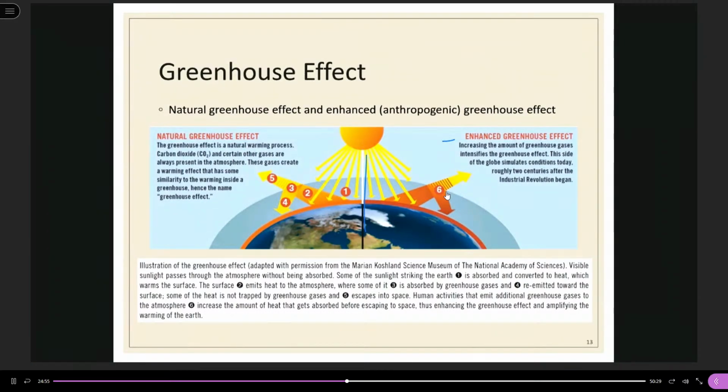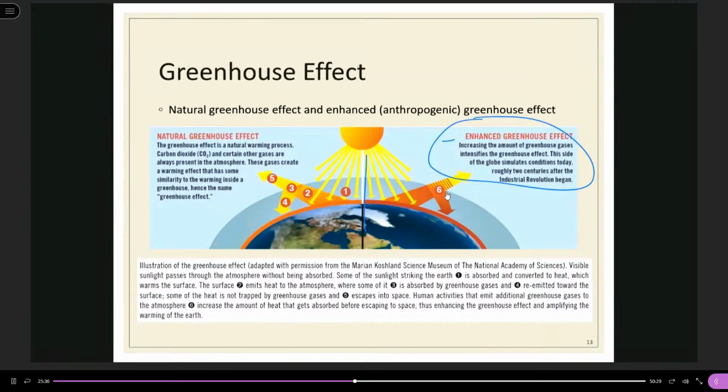Okay. And on the left-hand side, this is the natural greenhouse effect. We have the carbon dioxide and other kinds of gases, and it creates a warming effect. The enhanced greenhouse effect is due to the higher and higher concentration of carbon dioxide, and not only carbon dioxide, but also nitrous oxide, methane and some others, and it traps more and more heat. So it lost the balance. The Earth lost the balance between the intake of carbon dioxide and the release of carbon dioxide.